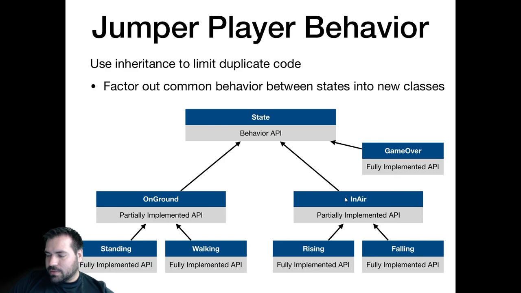We'll go to the code. We have a few minutes here. We only have 5 minutes. But these can both be abstract classes. Since this is an abstract class, I still can't say new InAir or new State, because they're abstract. I can only say new Standing, Walking, Rising, Falling, GameOver.